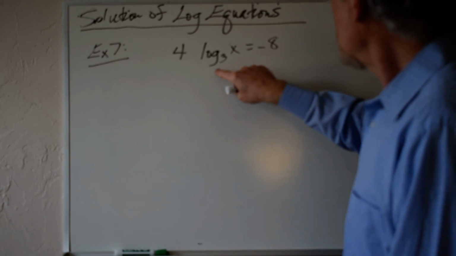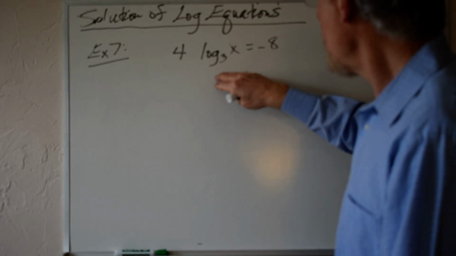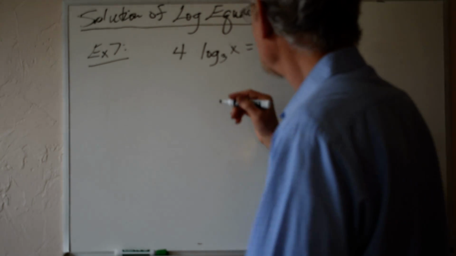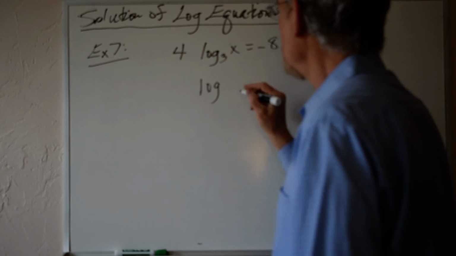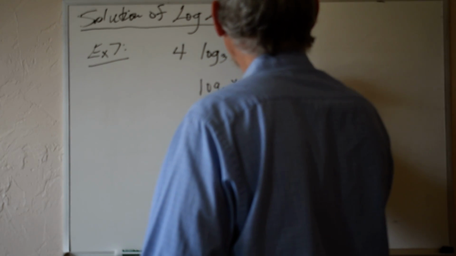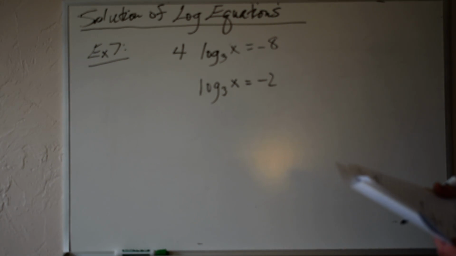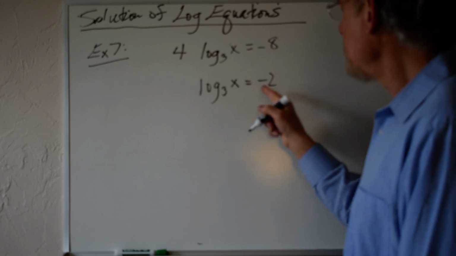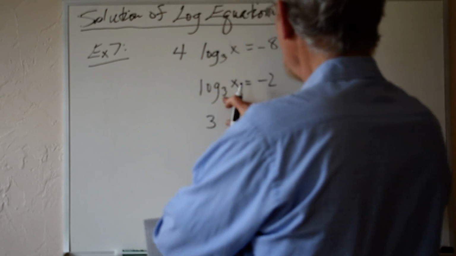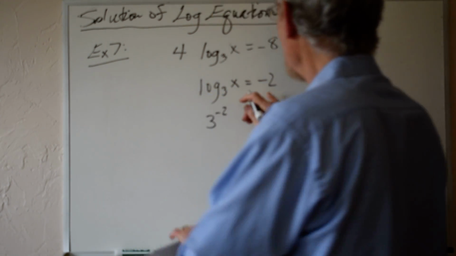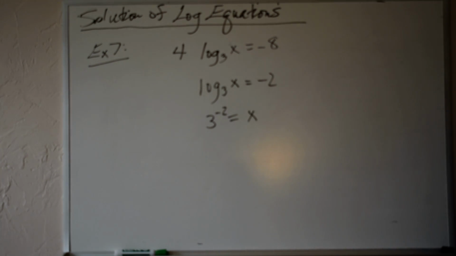Well, you could do conversion and get away from log base 3, convert it to natural log, or convert it to common log. Or you could just do this, which is simpler. Convert this to an exponential equation. First step, of course, divide each side by 4, and we come up with that statement right there. Now we know what this means. The base 3 raised to the power negative 2 equals x. That is the definition of a log function.